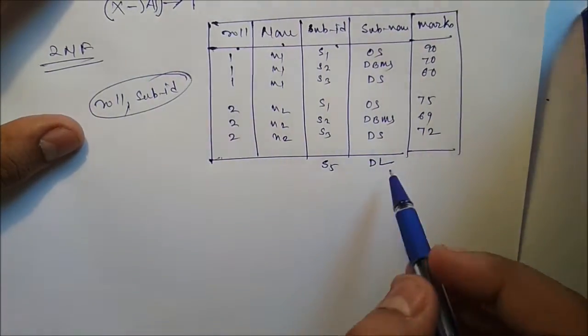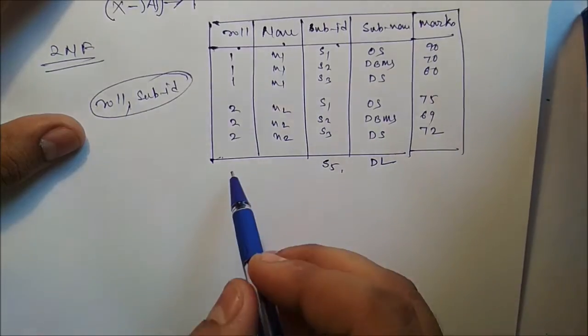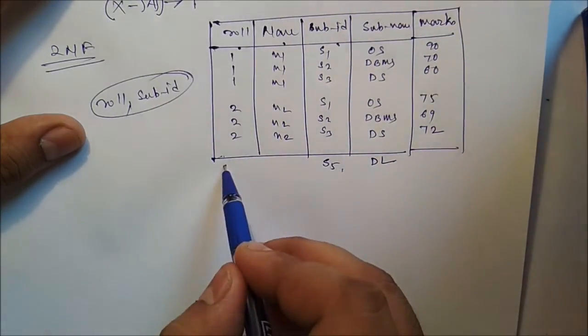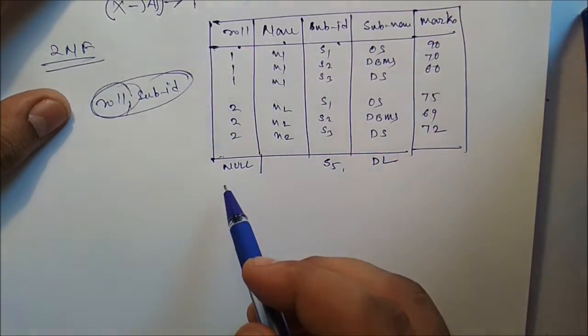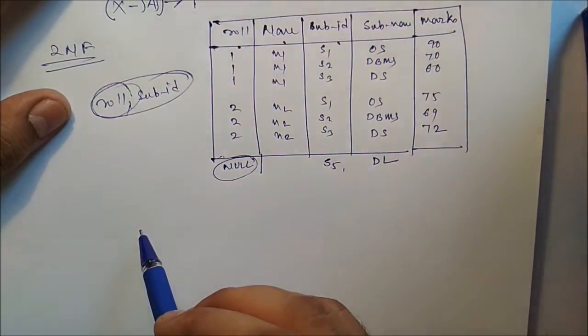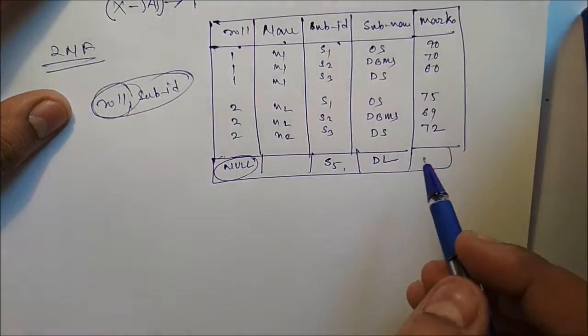We cannot insert this particular information because no one has registered this particular subject. So if no one has registered, we have to put null here, we have to keep it blank. But roll number is a primary key, so we should not keep this part blank. So we cannot insert this new subject here. This is called insert anomalies.